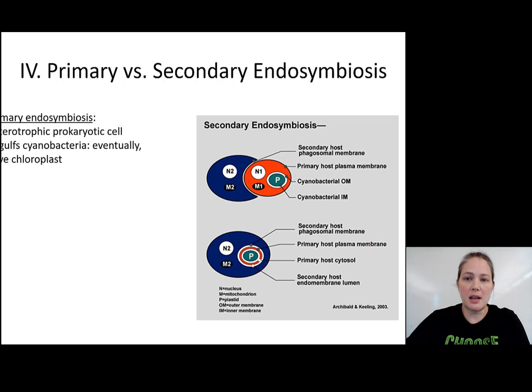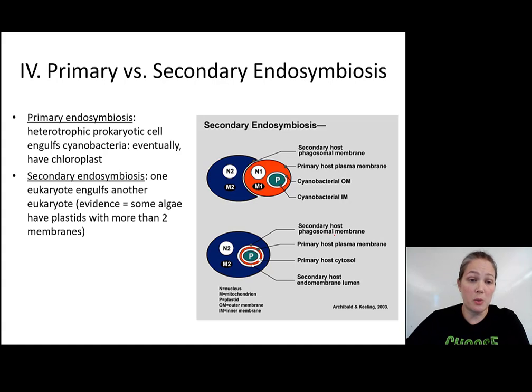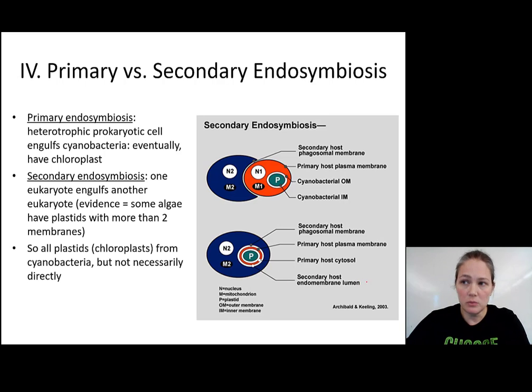Finally, there's this idea of secondary endosymbiosis. Primary endosymbiosis is what we've been talking about, where a main prokaryotic cell engulfs a cyanobacterium, for example, which eventually becomes a chloroplast, right? Some plastids, and the chloroplast is in the plastid family, have more than two membranes. Some algae, like brown algae for example, have plastids with more than two membranes. So we think that this eukaryote engulfed another eukaryote, which formed multiple membranes. So all plastids are from cyanobacteria, but not necessarily directly.